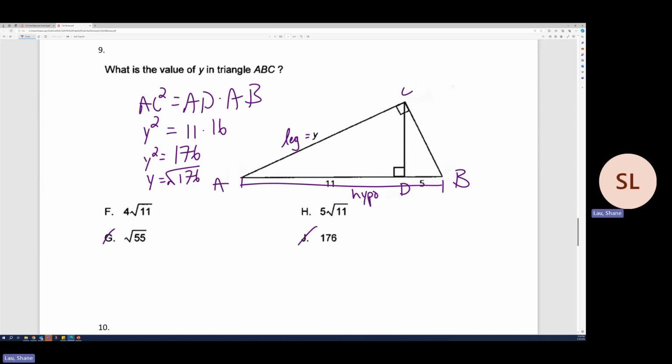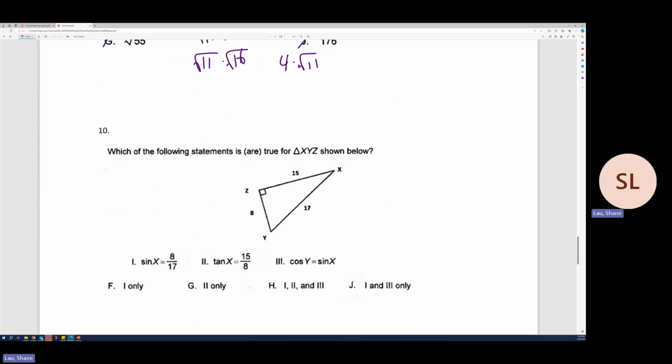But remember, we multiplied 11 and 16. 16 is a perfect square. Well, if 11 times 16 is equal to 176, I can break this up into 11 under the square root times 16 under the square root. But I already know what the square root of 16 is. That's 4 times the square root of 11. Therefore, F has to be our answer.